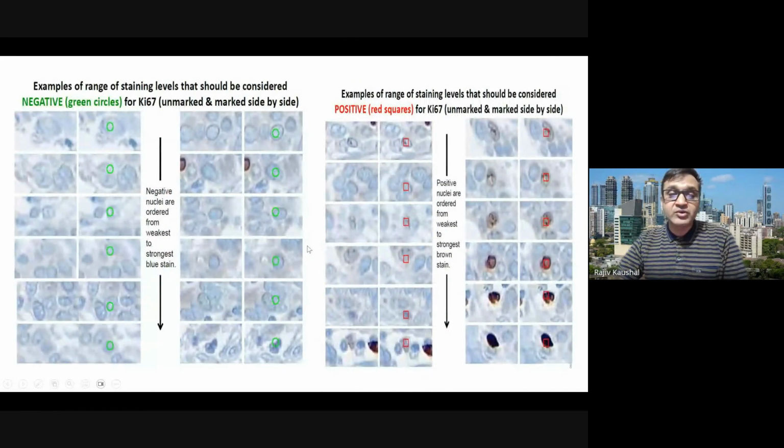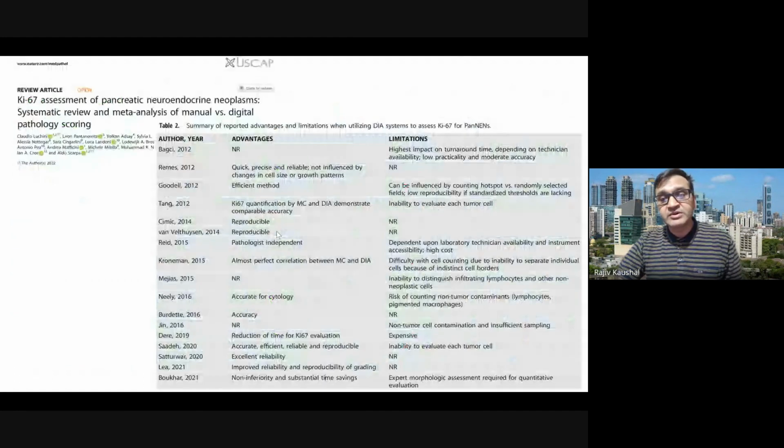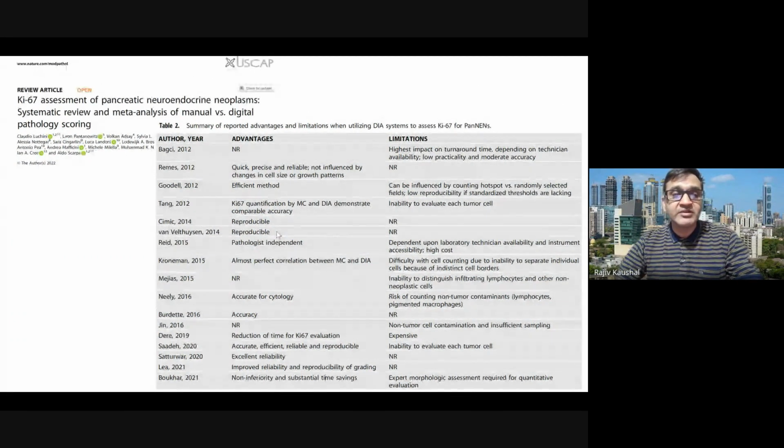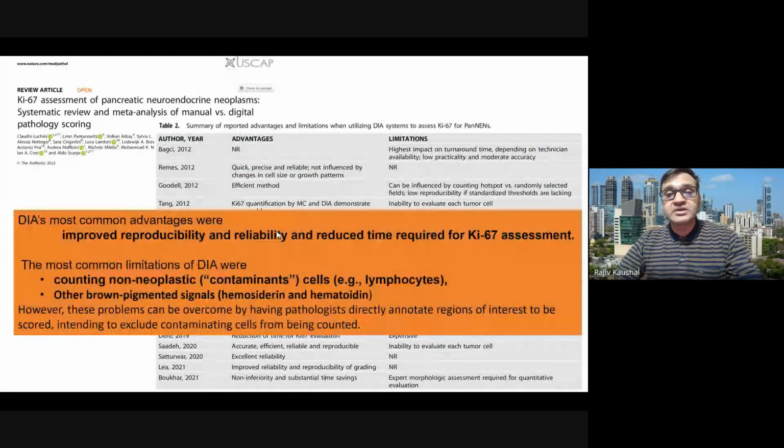So the algorithm has to be tweaked so that it should not miss even the weak positive stain, and at the same time it should not take any negative stain, which can also show some variability. And this is one of the good papers where they have compared the diagnostic utility of various AI based algorithms for Ki-67 evaluation.